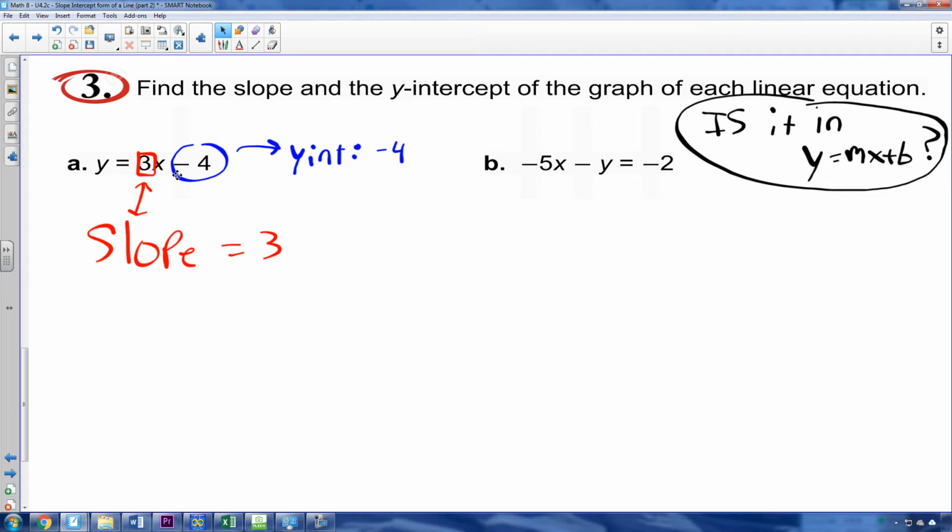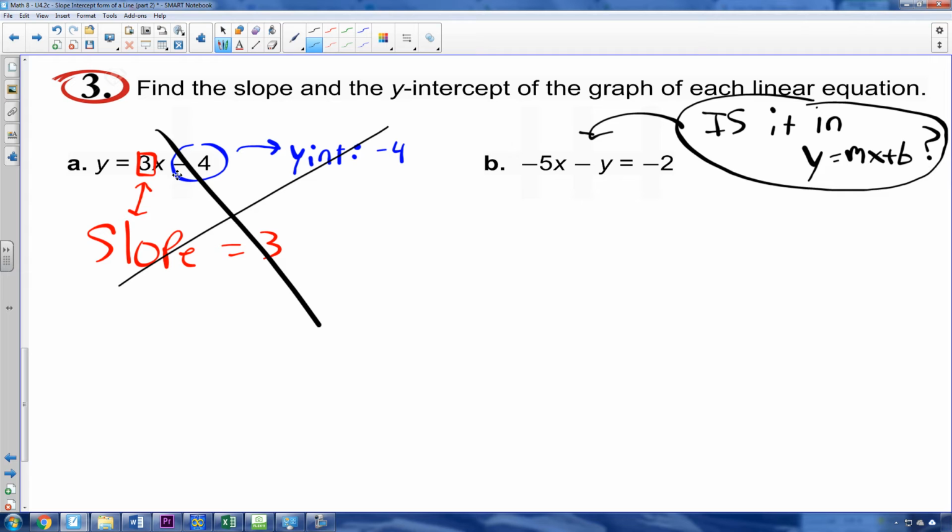So forget about this guy for a second. Let's just get past this. Is it in y equals mx plus b? No. We must get it into y equals mx plus b. So follow me closely on this one, okay? It's pretty important that we understand this one. Let me see what I can do here. I want to help you out with this.